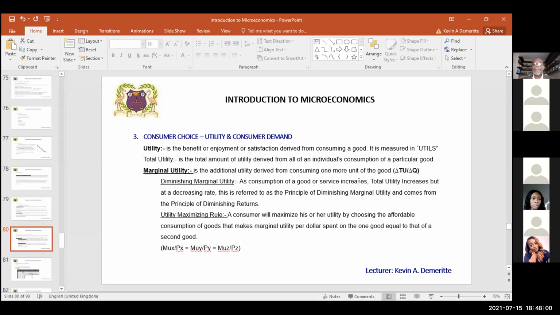So then we have what is called diminishing marginal utility. Now this is interesting because diminishing marginal utility says that as the consumption of a good or service increases, so as you continue to shop or as you continue to dig your hand into that bag of chips, your total enjoyment, your total satisfaction goes up, but it goes up at a decreasing rate. Right. And this is called the principle of diminishing marginal utility, and this comes from the principle of diminishing returns that we covered way back in our macro days. Right? Think about this now.